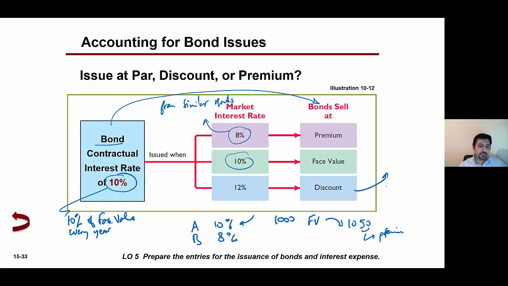In this case, the company knows that its bond is basically worse than other bonds in the market. Its interest rate is a contractual interest rate. It was decided when the bond was issued, so they cannot change it. So the interest rate is lower, and the bond yields lower interest than the market. As a result, the company will sell it at a discount.